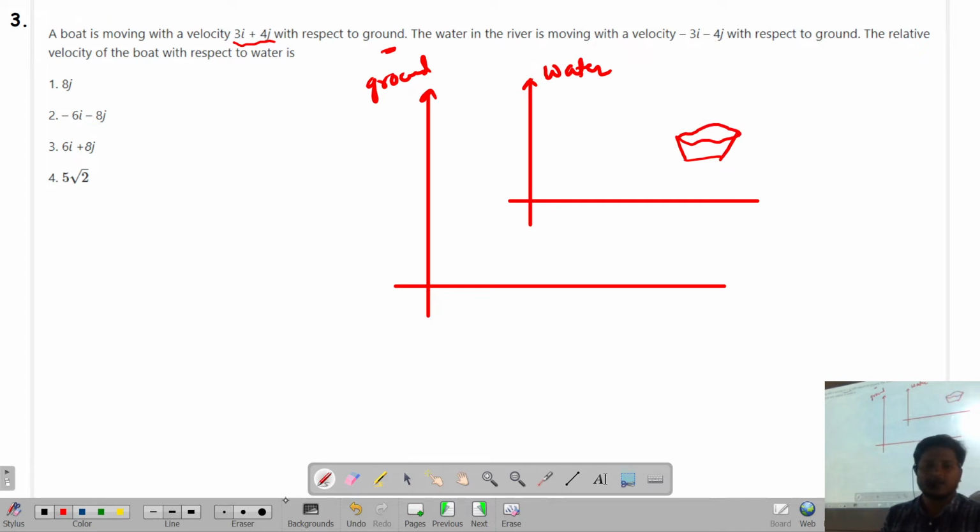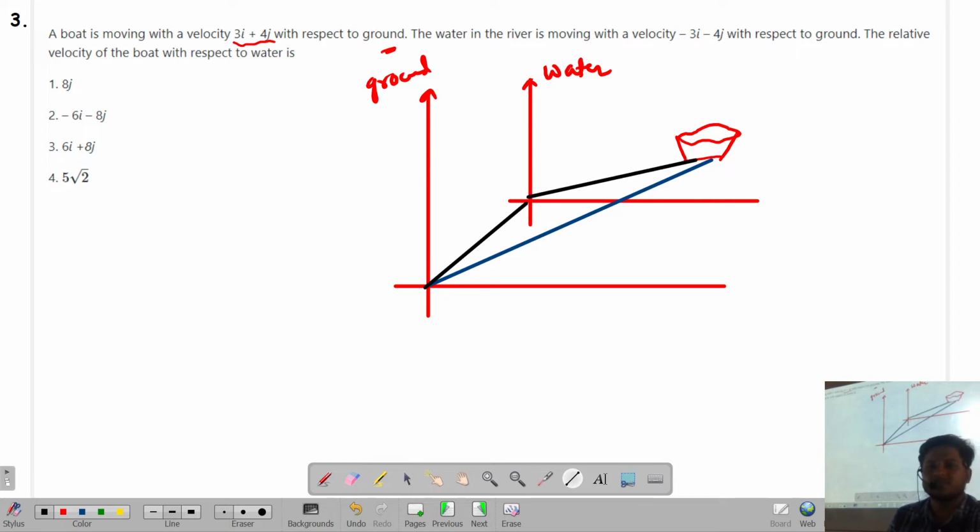Now look over here. What is given? The velocity of the boat with respect to ground is mentioned, so this is my ground. The velocity of water in the river is also mentioned, so the velocity of water with respect to ground is given. What is it asking? Find the relative velocity of the boat with respect to water. You can draw these vectors: this is the velocity of boat with respect to ground, this is the velocity of water with respect to ground, and this is the velocity of boat with respect to water.